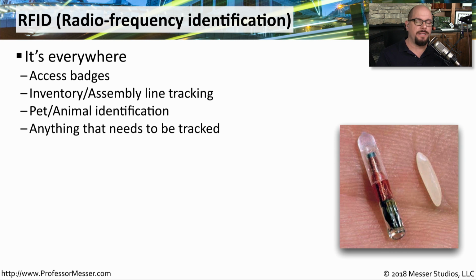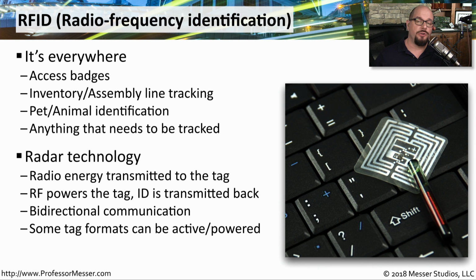Radio frequency identification, or RFID, is another Internet of Things technology, and we seem to use RFID everywhere in our daily life. It's used in our access badges, in inventory tracking, and some of us even have RFID tags inside of our pets. RFID tags are usually not powered devices. They're powered using the radio energy that is sent to the tag. It powers up the tag, and the tag sends back an ID over this wireless communication.